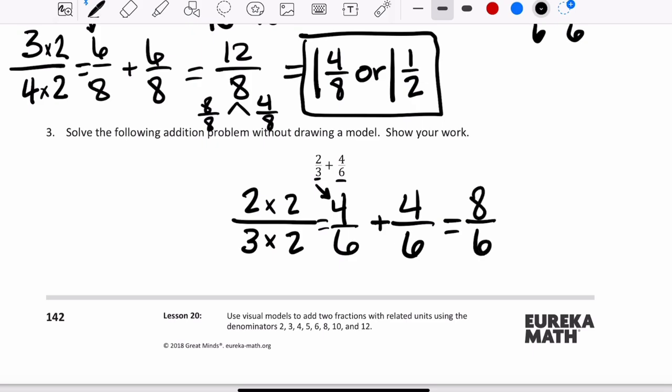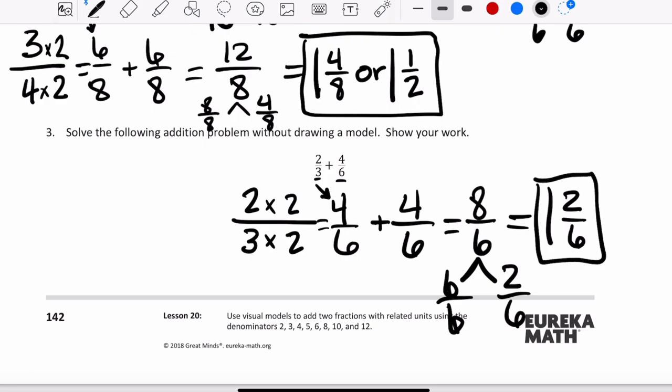8/6. Now, because it's improper, I'm going to have to change it to a mixed number. So I can make a whole by saying 6/6. And that leaves me how much left to get to 8? I would have 2/6. So my answer would be 1 whole and 2/6.